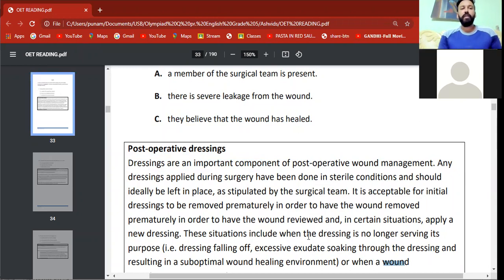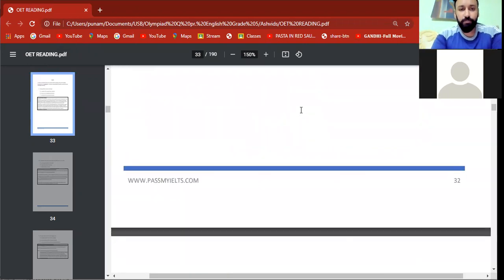Therefore, strike A, strike C, and we have B as the answer. Even if we don't eliminate the part A and C, we still have B as the answer because we found the synonyms. IELTS and OET are in a big way a game of synonyms. If you get this in your mind, life is easy. All right, let's go to the next question.